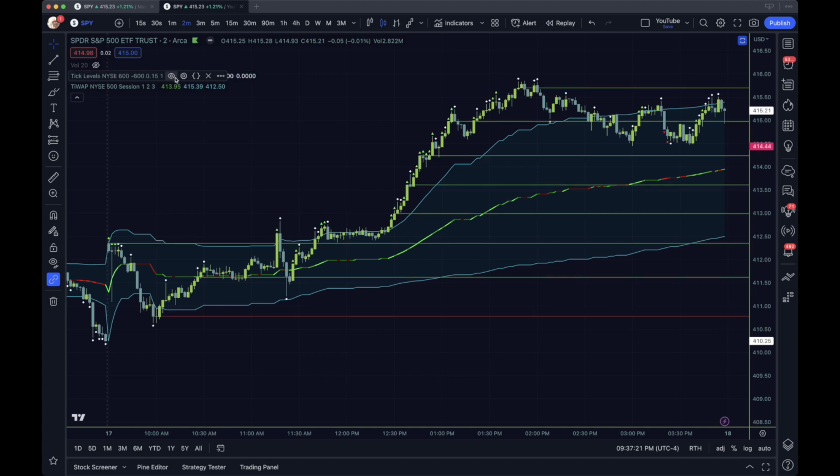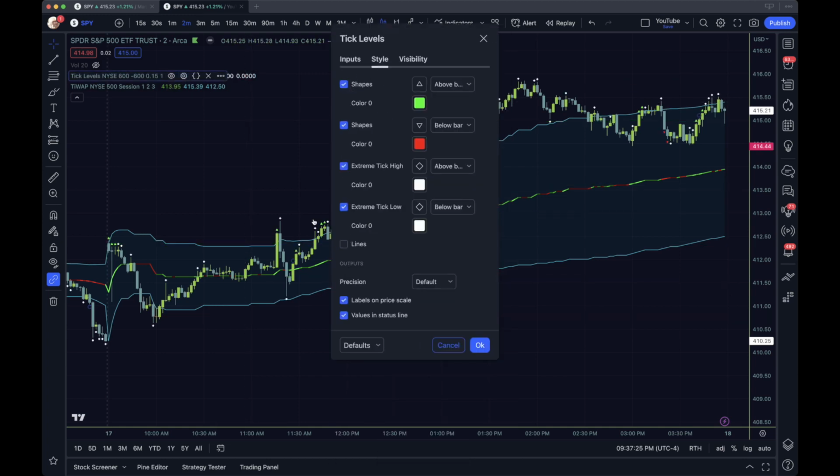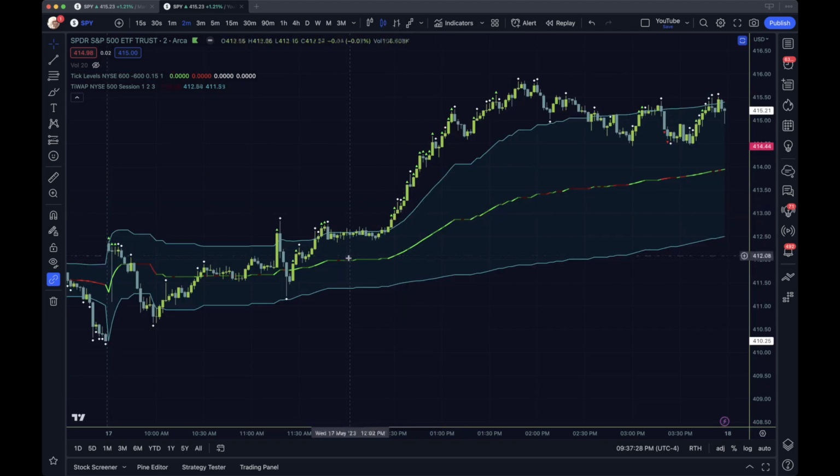That's fine. Maybe you want to go to tick levels. Maybe you want to turn off the lines. Maybe you don't need them. Great. You can still see the extreme closures. You can see the extreme highs and lows. And with the tick-based weighted average price, maybe you can make all the judgments you need. So that's another indicator here.